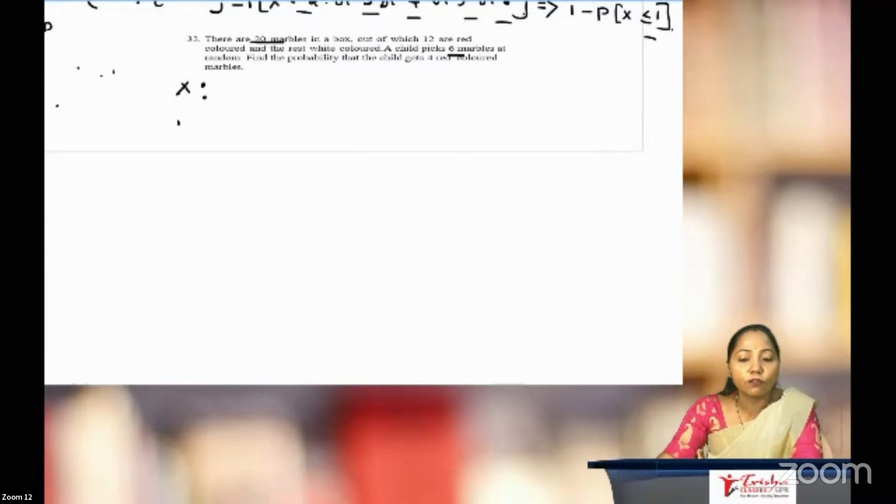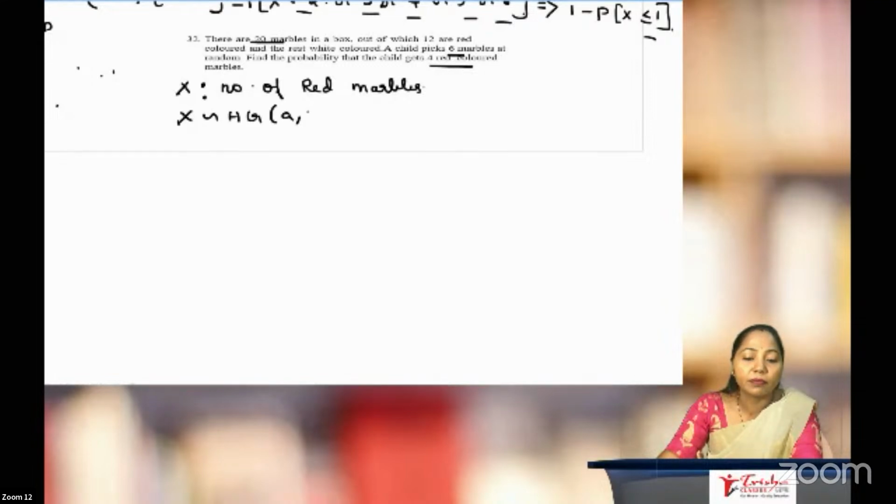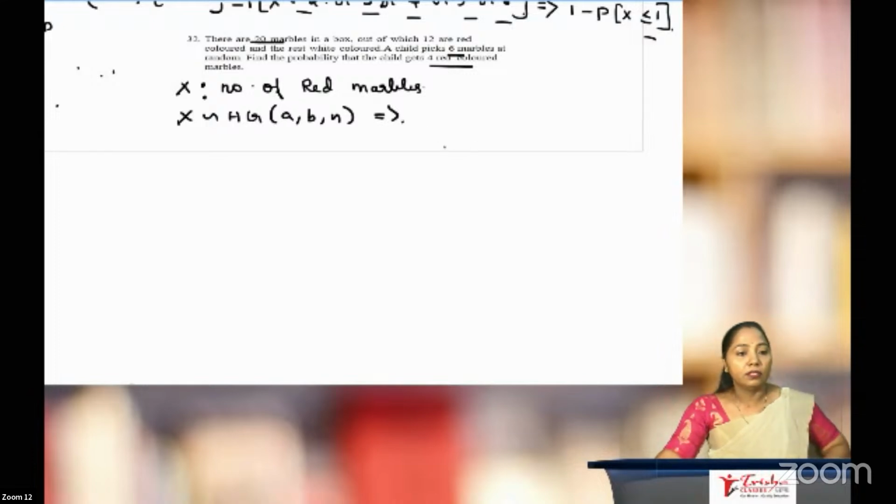So they are asking us to find the probability that the child gets 4 red colored marbles. Yes. So our X will be the number of red colored marbles. X follows a hypergeometric distribution with 3 parameters A, B, and N. Now in this case, be careful. I've seen many students making mistakes.